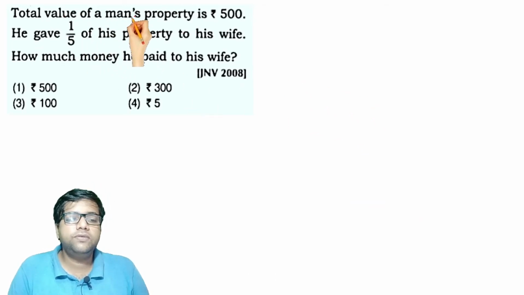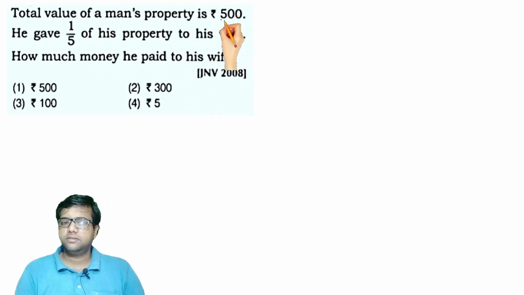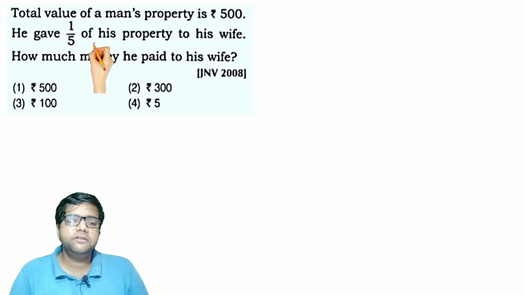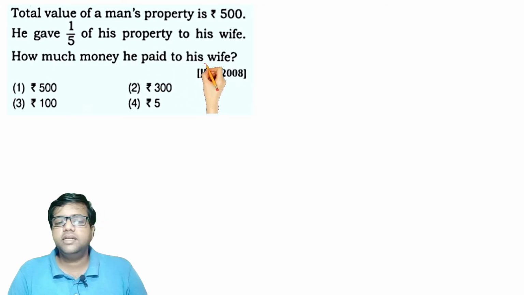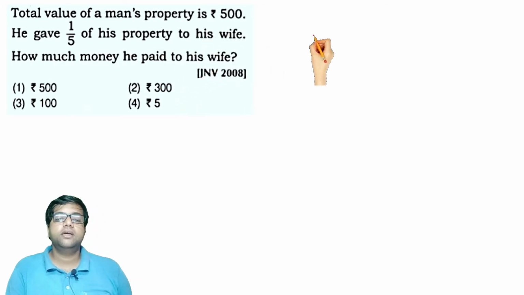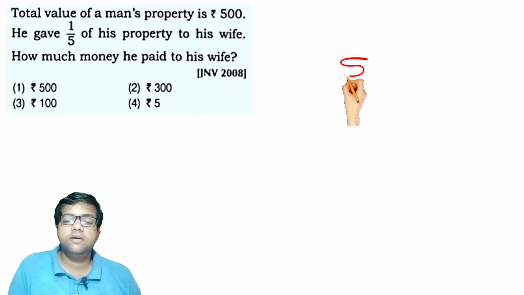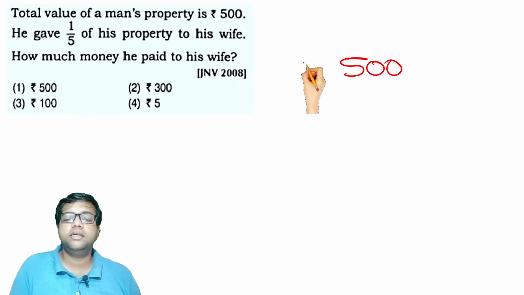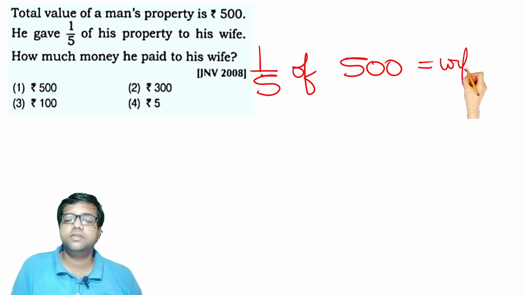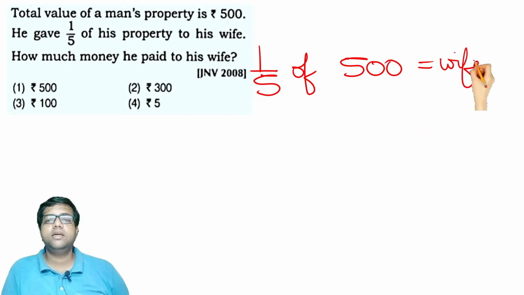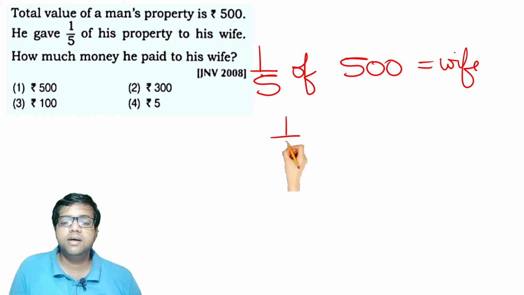Total value of a man's property is 500 rupees. Very well. He gave 1/5 of his property to his wife. All right. How much money he paid to his wife? Okay. So his property total value is 500 rupees and he gave 1/5 of this 500 rupees to his wife. And what is the amount he has given? This is the question.